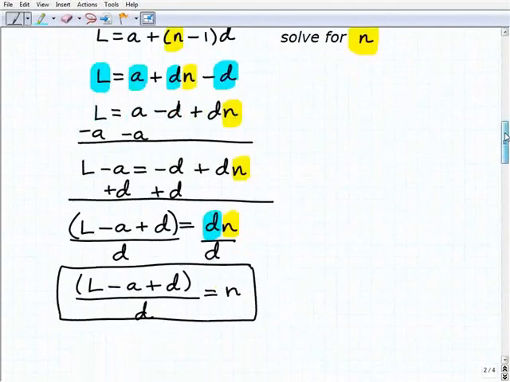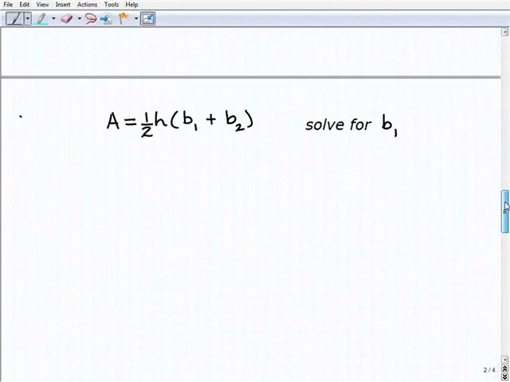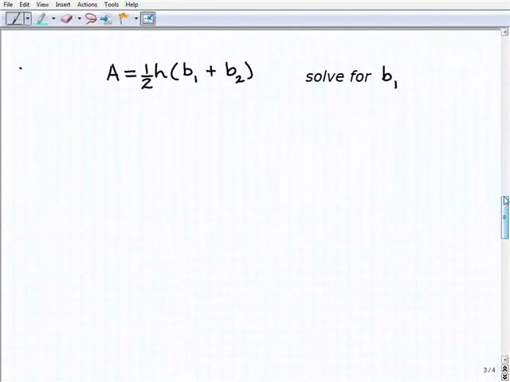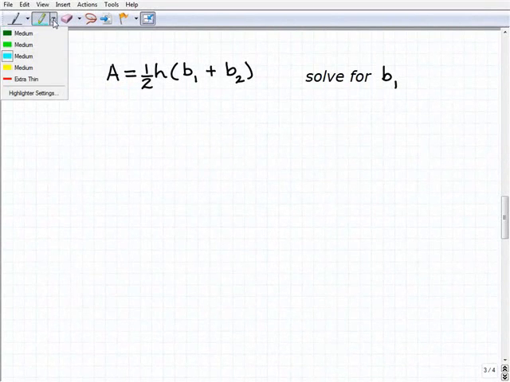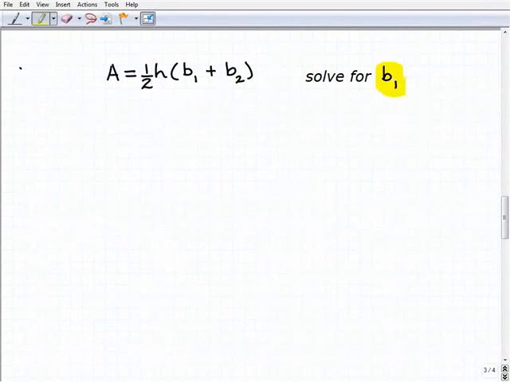All right, so let's move on and take a look at our last problem. There are a couple of different approaches we could take, depending on how you did this. You might have got one answer or the other, but they're both equivalent. So I'm going to show you two approaches. The first thing I'm going to do, and I suggest you do it also, is highlight the variable we're solving for, b1.